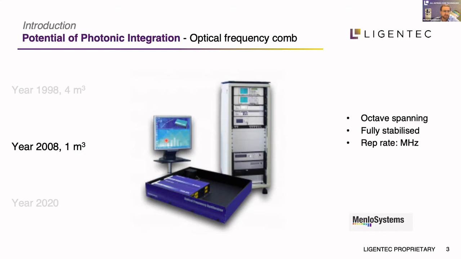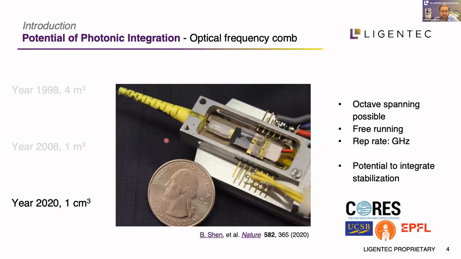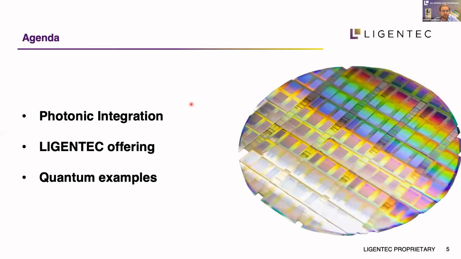But where we see the future, and what has been shown in a project named CORS with universities from the US, but also here the EPFL in Lausanne, is that you can also create an octave spanning comb that is at the moment free running in such a device that is not larger than the palm of your hand. So we see big potential in photonic integration.